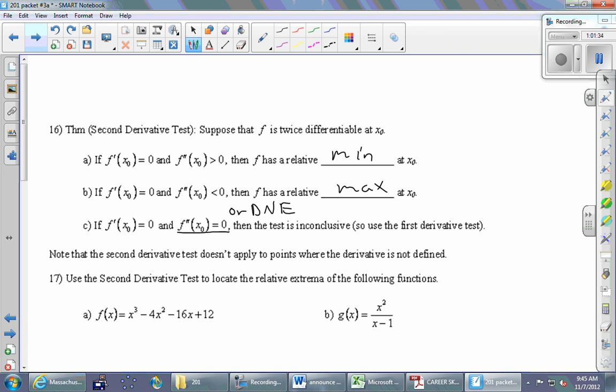The conclusion for part C isn't that the point is neither a max or a min. The conclusion is, I can't tell you anything, all right? So just to be clear, we're not saying it's inconclusive, meaning it's not a max or a min. We're saying this test gives us no information. Go back and use the first derivative test.